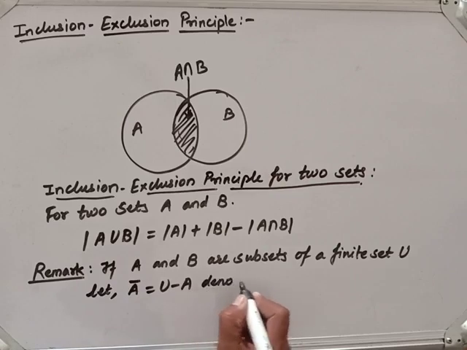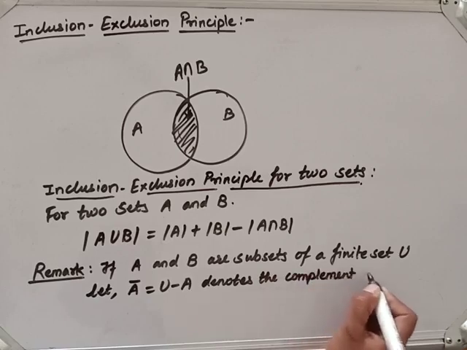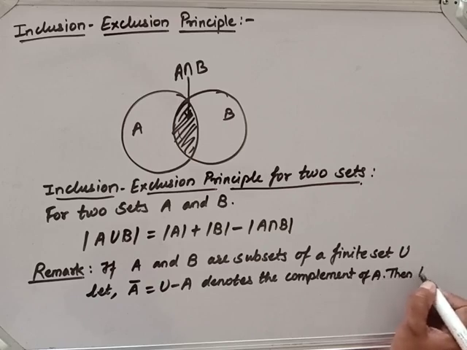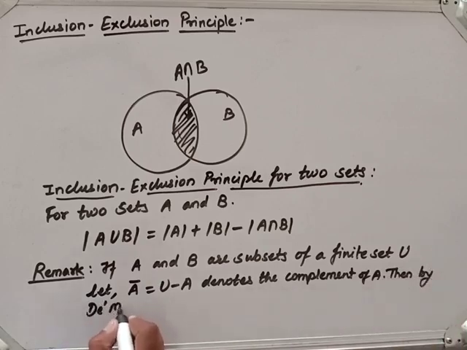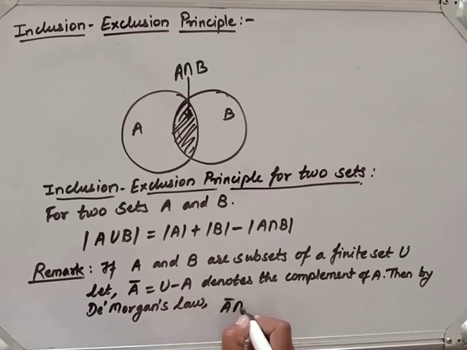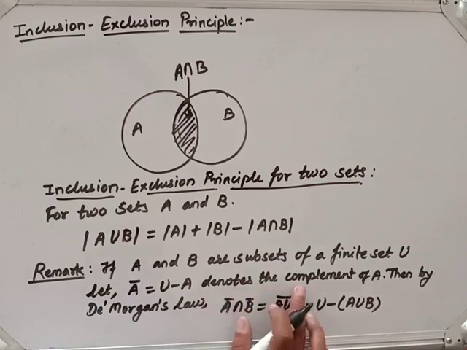This denotes the complement of A, the elements not in A. Then by De Morgan's law, A complement intersection B complement is the complement of A union B, and the complement of A union B can also be written as the universal set minus A union B. These are all equivalent, so if required we can use De Morgan's law or the definition of the complement. Fine. Now let us see the examples.